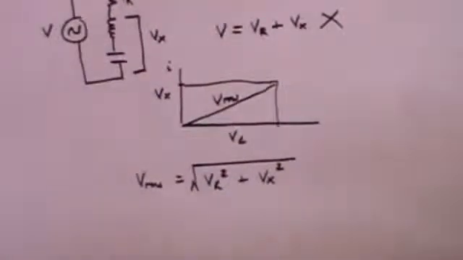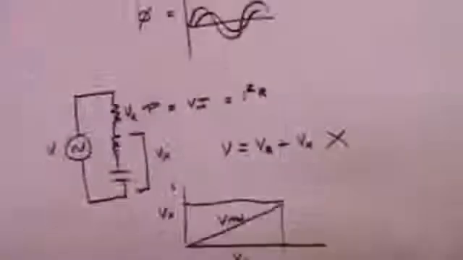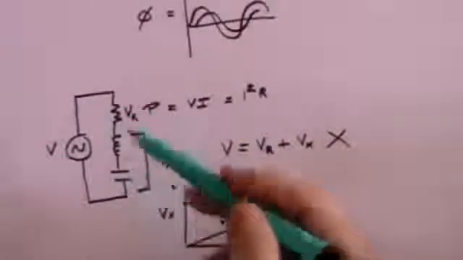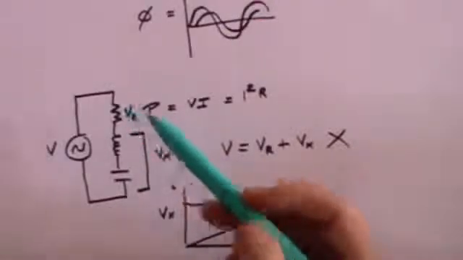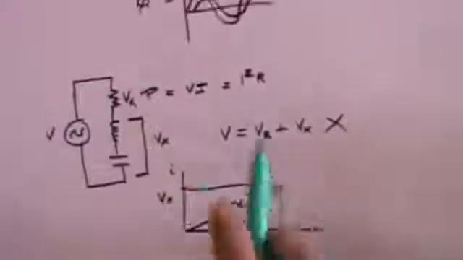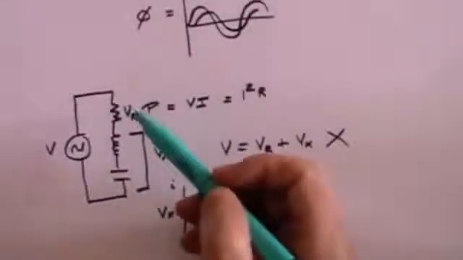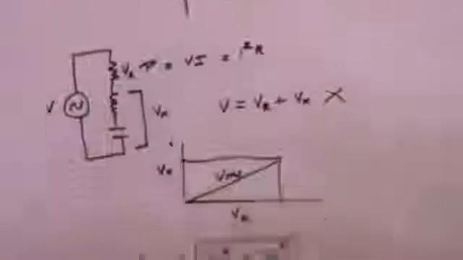So you don't just add them together, you have to do the Pythagoras. Now, what is the power loss in this circuit? Well, we've already said the only place you lose power, at least in theory, is in the resistance. So consequently, the power loss is going to be VR times the current flowing through the circuit.